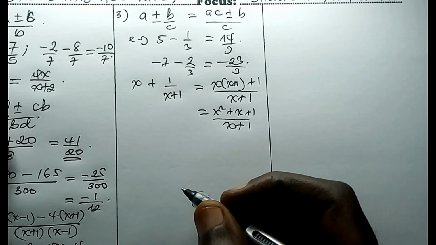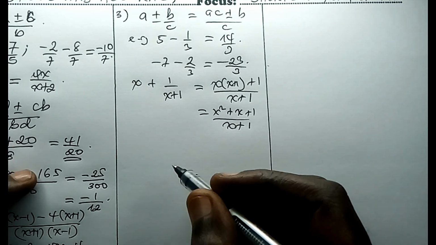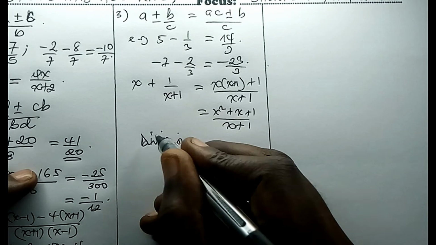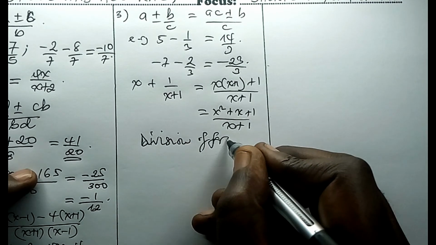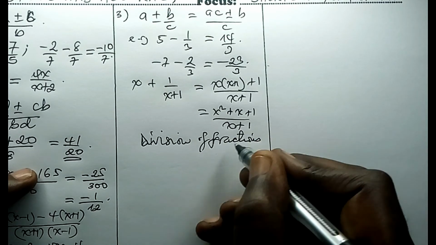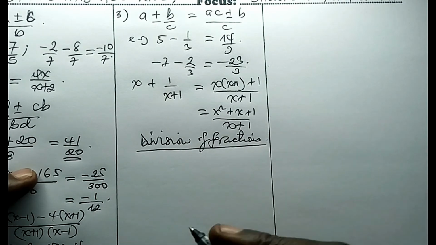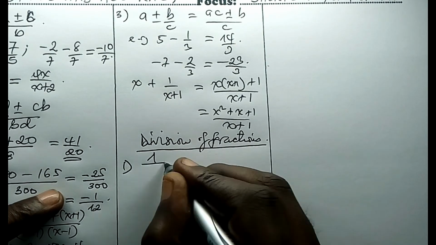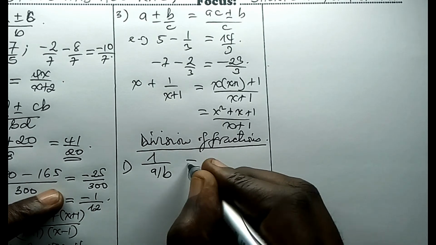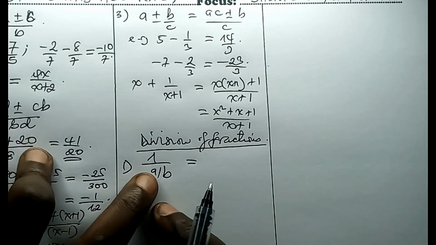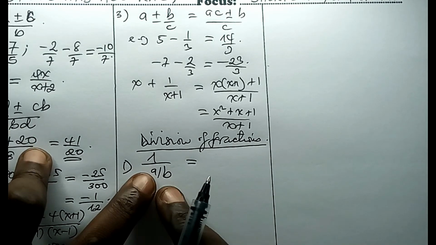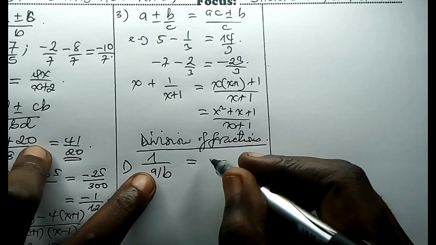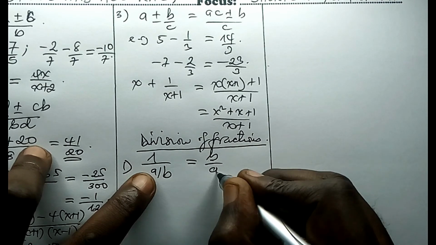The next situation we look at is division of fractions. Under division, you could have the first case where you have 1 divided by a fraction. Here, most students do not know that 1 over a fraction simply means the inverse of the fraction. So you invert the fraction and you simply get b over a.